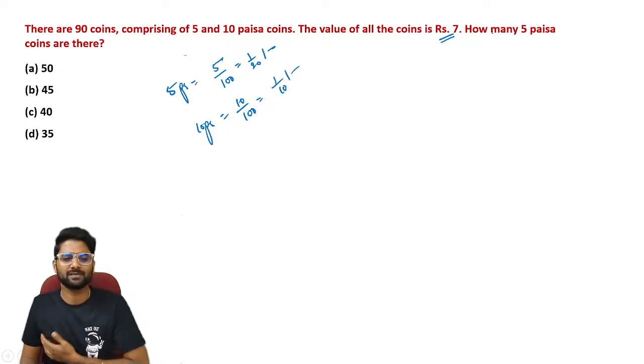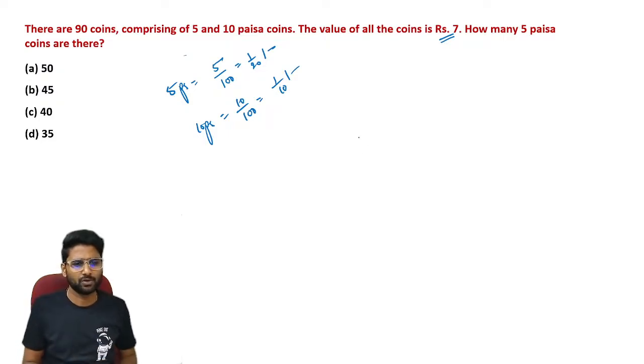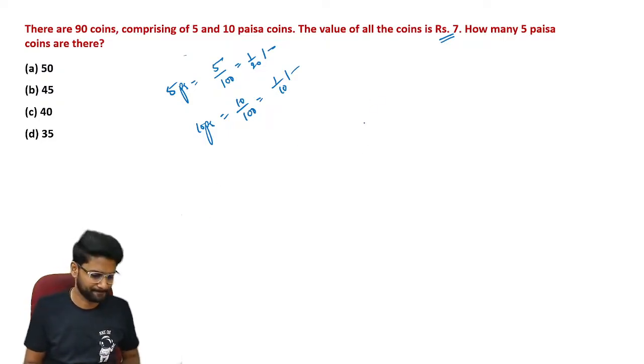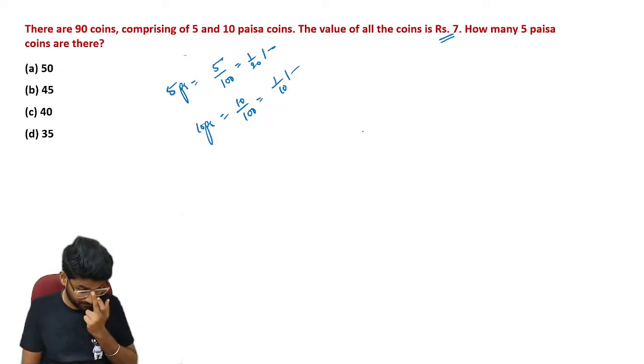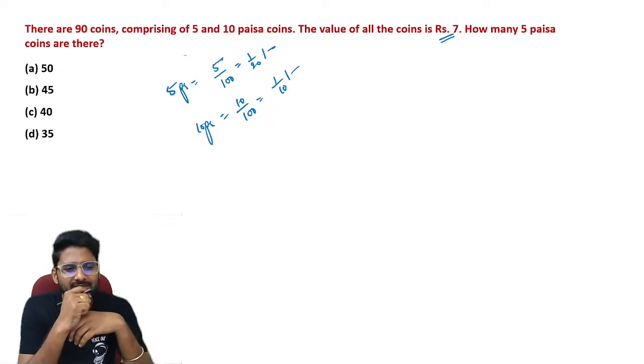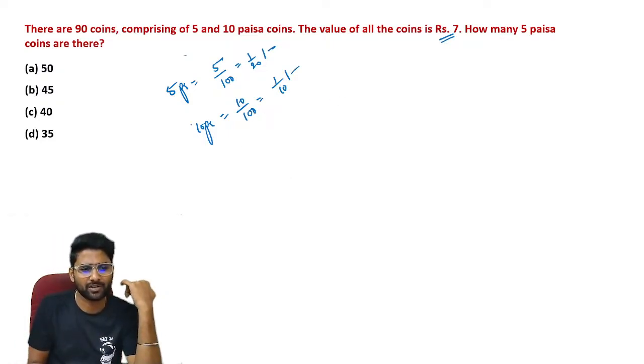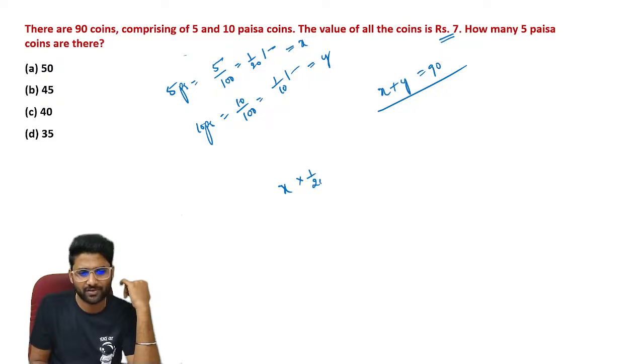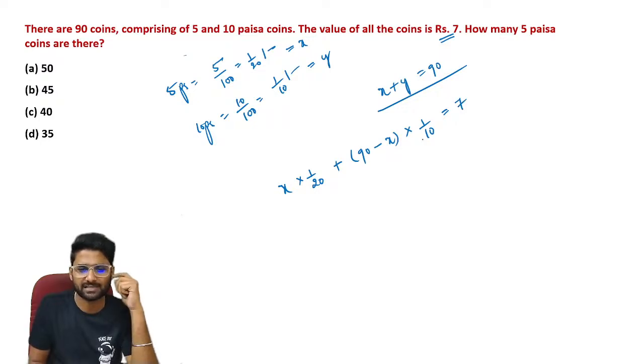Then how many 5 paisa coins are there? The total number of coins is 90, and the total value of the coins is 7. Let us take it this way: 5 paisa coins, let us take x, and 10 paisa coins y, then x plus y is equal to 90. We have x coins, each value is 1 by 20, so the total value is x into 1 by 20. The other coins are 90 minus x, value is 1 by 10, and the total is 7.